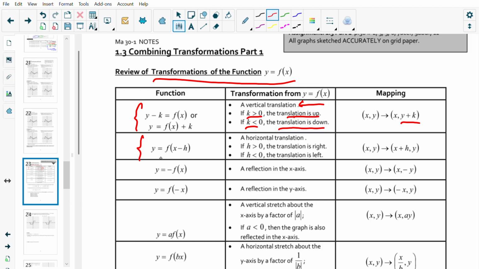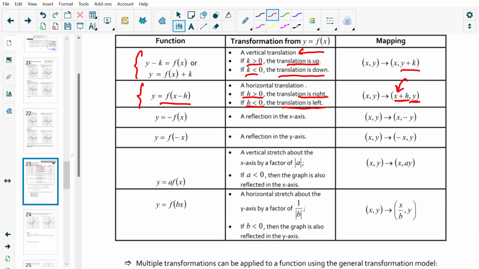For a horizontal translation, y equals f of x minus h. A horizontal translation is if h is greater than 0, translations to the right. h is less than 0, translations to the left. Remember, you have to be very specific. A horizontal translation, 6 units left. You can't just say translation 6 left. You have to be very, very specific. Horizontal translation, 6 units left. What does that affect? That affects the x value, and the y value stays the same. So we're adding h to the x value. Mapping notation, very handy.